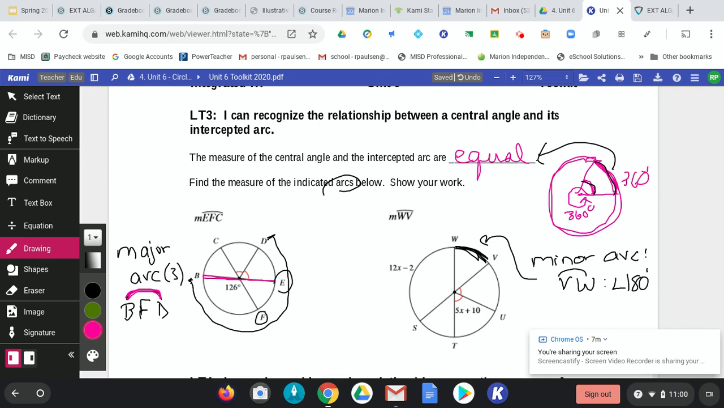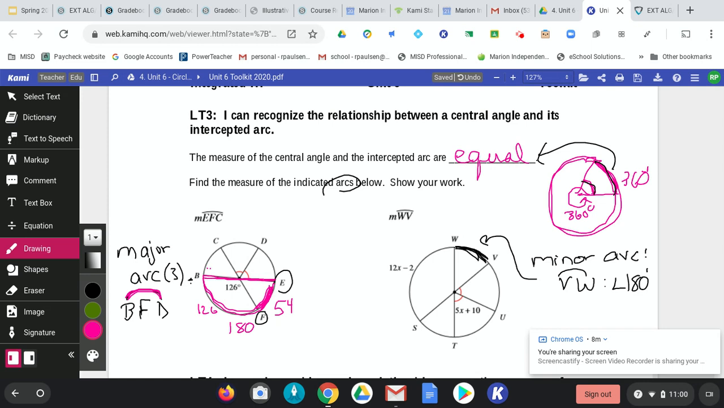Diameters divide circles into two equal parts. So this part is the same as this. If it's 360 to go all the way around, then each of those is going to have a measure of 180 degrees, and that's helpful to us. If this is 126, we can subtract it from 180 to get that part there. And 180 minus 126 is going to give me 54 degrees.